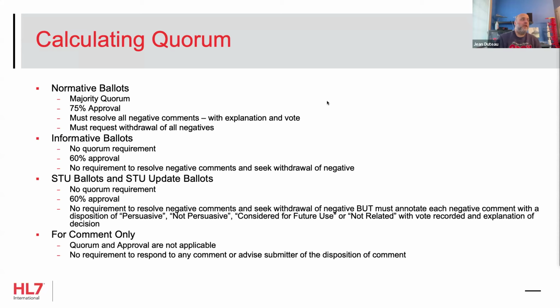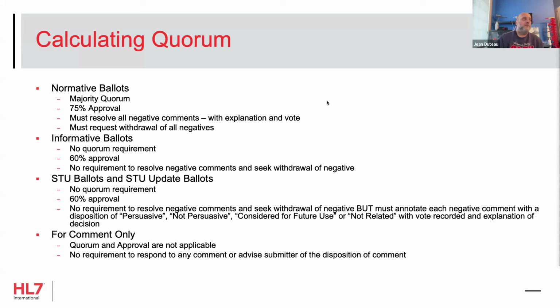STU ballots and informative ballots, no quorum requirement. You need 60% approval. There's no requirement to resolve the negative comments or to seek withdrawal of the negative, but for STUs, you must annotate each negative comment with a disposition, right? The idea being it's STU, we may not know how to resolve a comment yet because we need feedback, right?